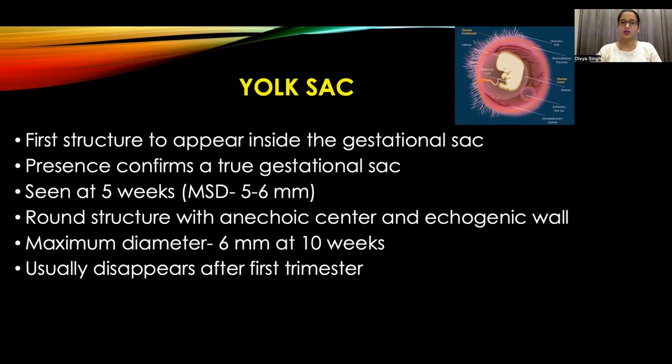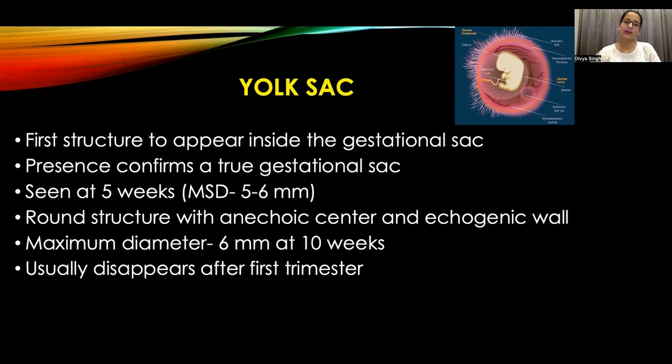Coming to the next structure: after the appearance of the gestational sac, the next structure which we can see within the gestational sac is, of course, the yolk sac. Now, if you see the presence of a yolk sac within a gestational sac, then it confirms that that structure is truly a gestational sac. And a yolk sac can be seen as early as 5 weeks on transvaginal sonography at a mean sac diameter of 5 to 6 millimeters. It is again a round structure with an anechoic center and an echogenic wall.